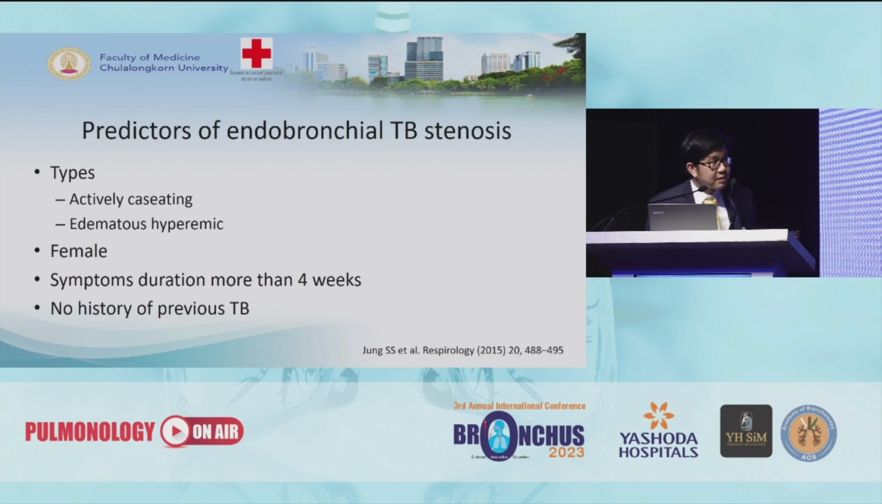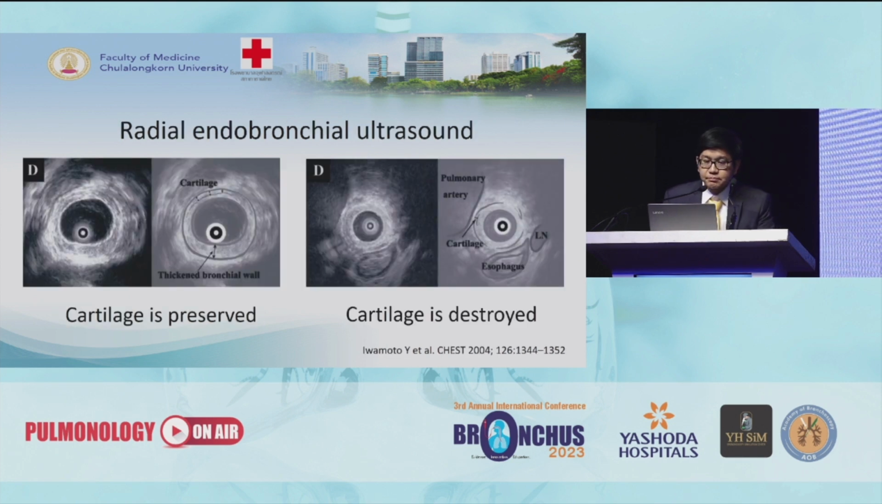Why is it important? Because the actively caseating and edematous hyperemic types are those 2 types that tend to proceed to the endobronchial TB stenosis. Apart from that, female sex, symptoms more than 4 weeks, and no history of pulmonary TB are also predictors of endobronchial TB stenosis.